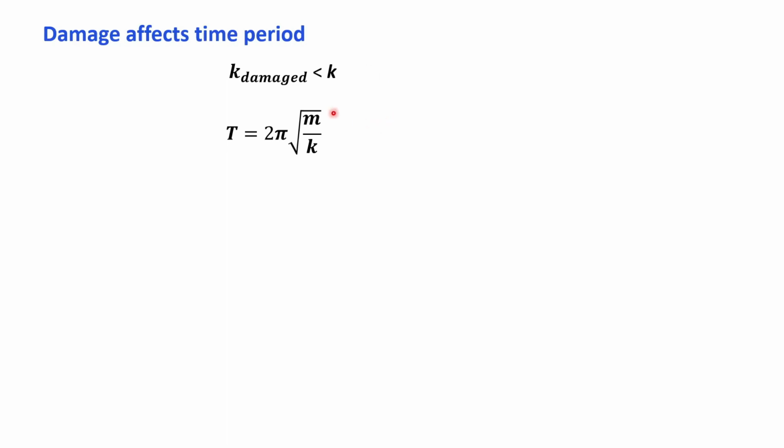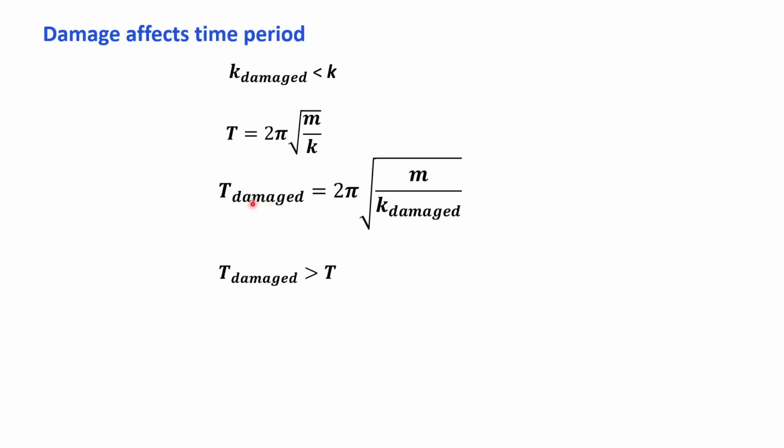Now we start with this: k damaged is less than k, and our time period formula we have already seen, T equal to 2π√(m/k). So now k here is lesser. So T damaged, the time period of the damaged building, is now given by 2π√(m/k damaged), where k damaged, we have seen earlier, is lesser than the original value k.